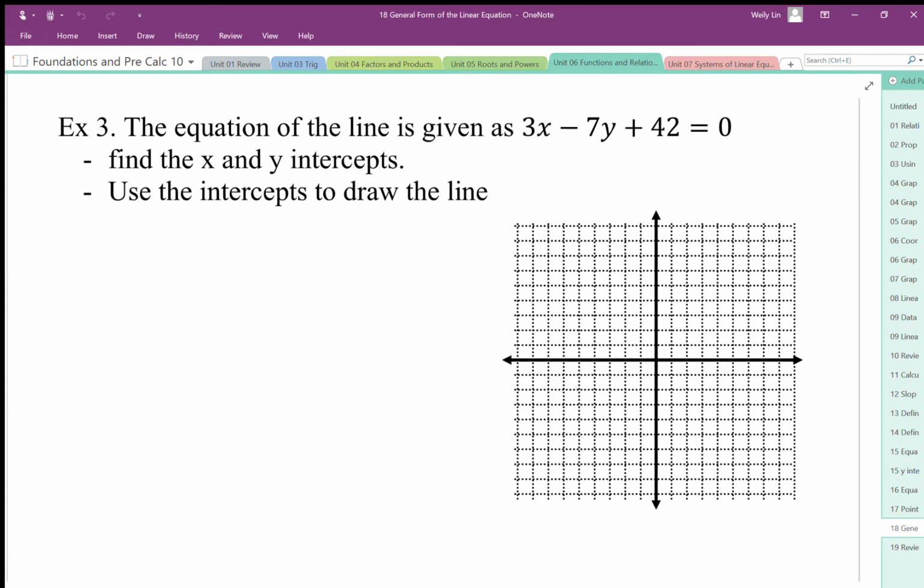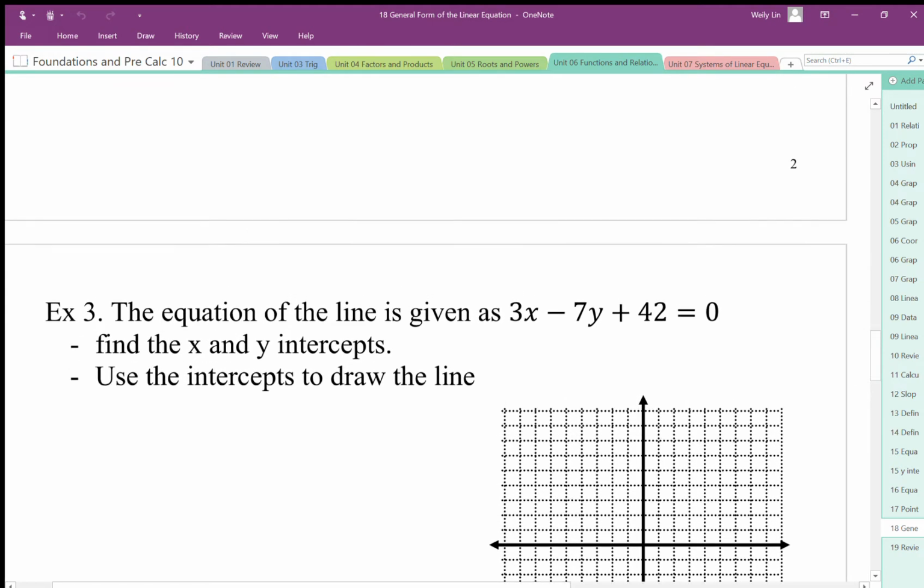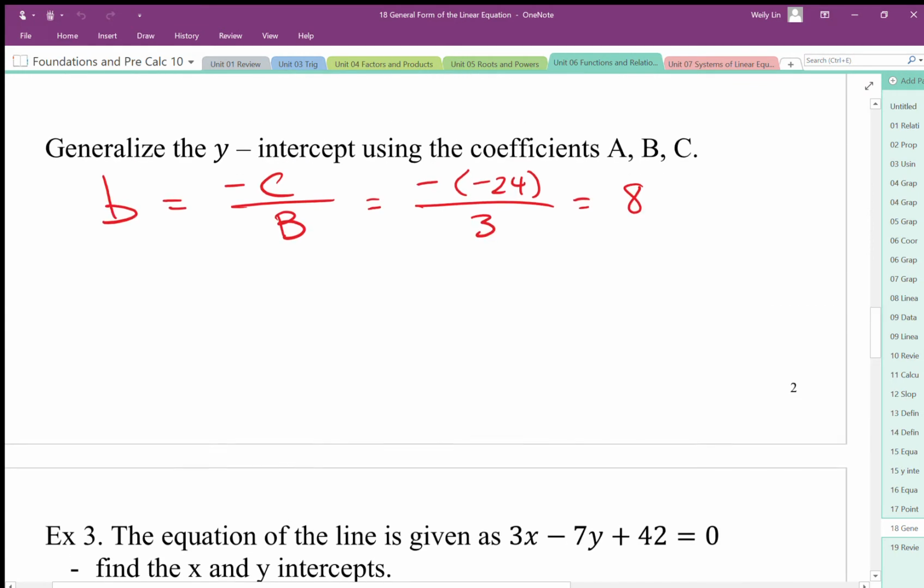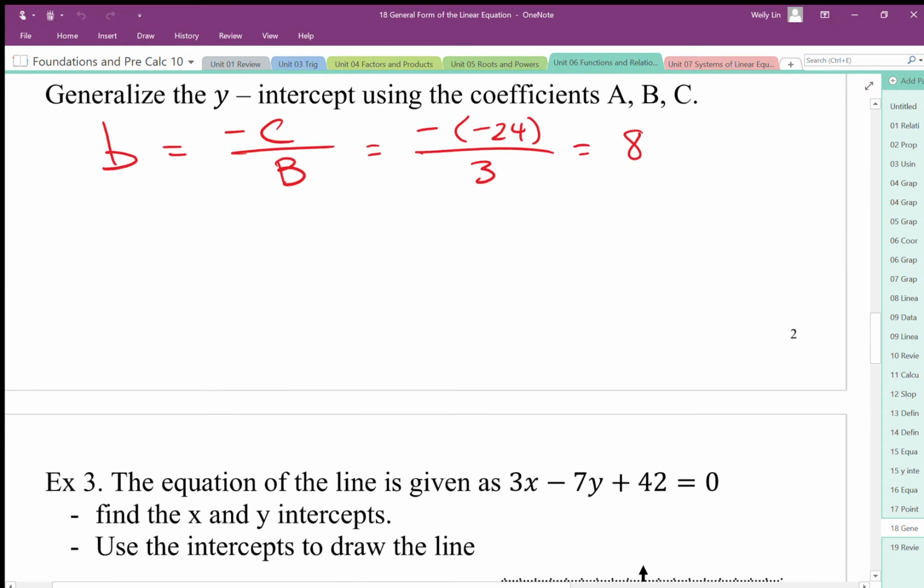The equation of the line is given in general form as 3x minus 7y plus 42. So we can find the x and y intercepts. Now, with the general form, we can use our relationships to find the x-intercepts and the y-intercepts, and essentially they work the same.